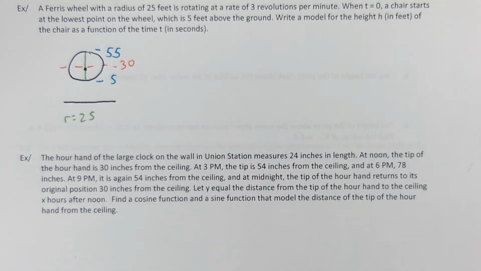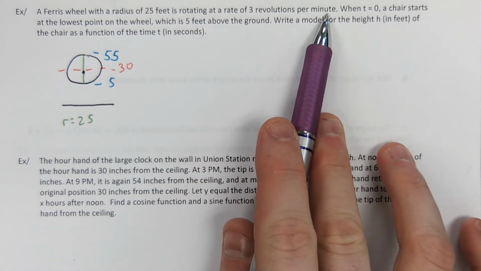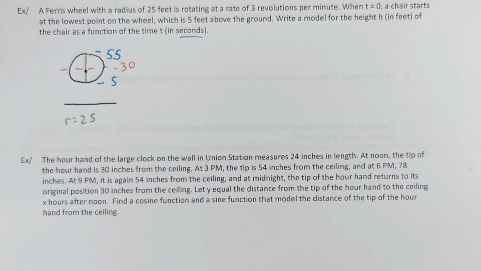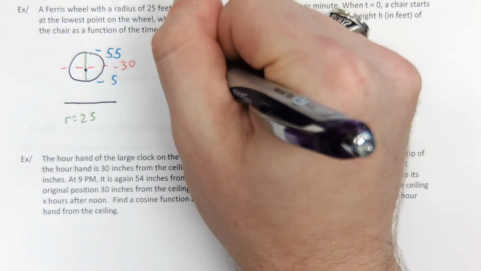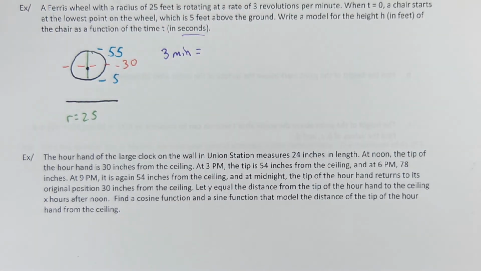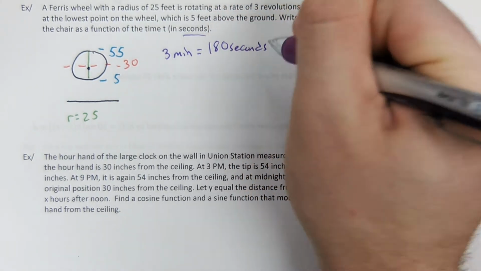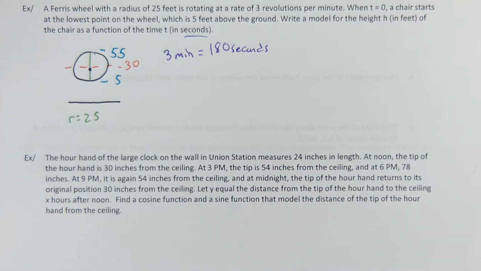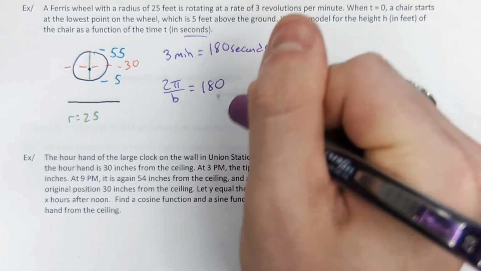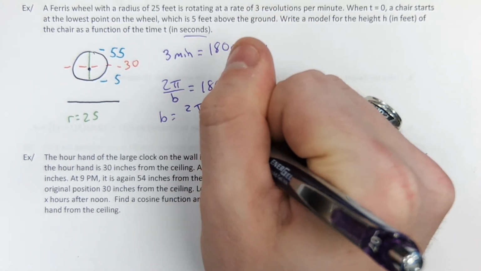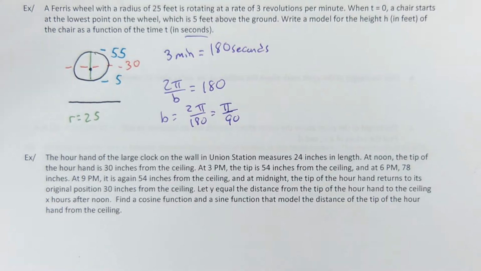We know that the period length is 3 per minute. Be careful. The question's in seconds. Your period length is in minutes. So 3 minutes is 180 seconds. Cool. So we actually have a period length of 180. 2 pi over b is 180. So b is 2 pi over 180, or pi over 90. There. We're ready to rock and roll.